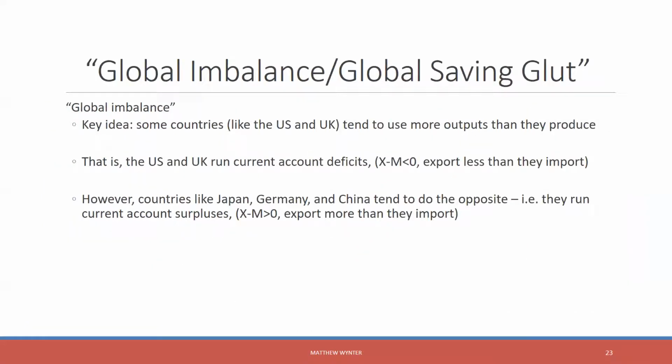When we put that all together, there's this notion that many economists refer to as the global imbalance. The key idea is that some countries like the US and UK tend to use more output than they produce. That is, the US and UK run current account deficits. So X minus M is negative. They export less than they import. However, countries like Germany, China, and Japan tend to do the opposite. They tend to run current account surpluses, meaning that they produce more than they use up.